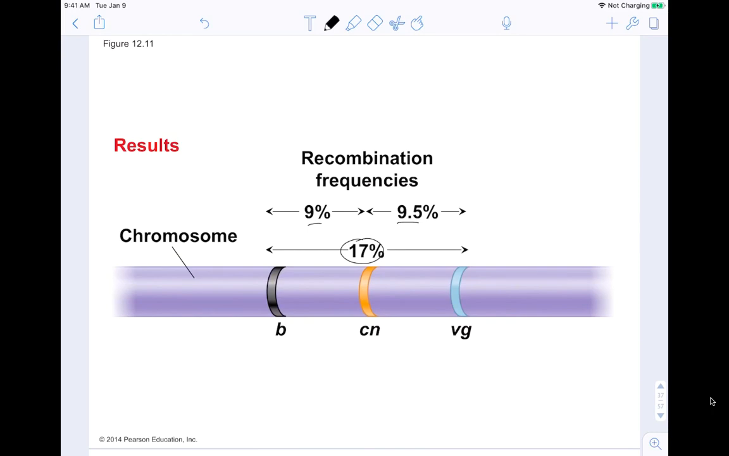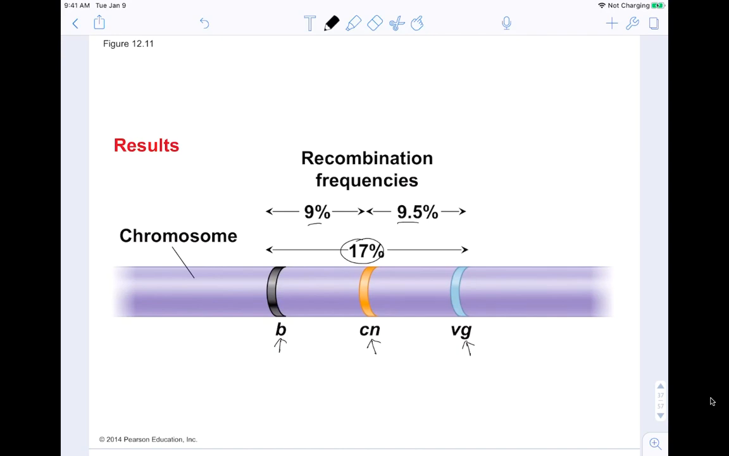Okay, so here between B and VG, which is what we were looking at in that picture a few slides back, there's a 17% crossover or recombination frequency, which is what was calculated at the bottom of all of that. There was a 17% recombination frequency, which means that there are 17 units between B and VG. Well, there was another set of studies done using the trait CN, called cinnabar, which is kind of a more orangey eye color. It's not white, it's not red, it's somewhere in the middle.